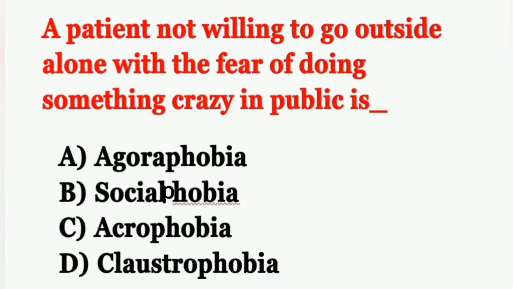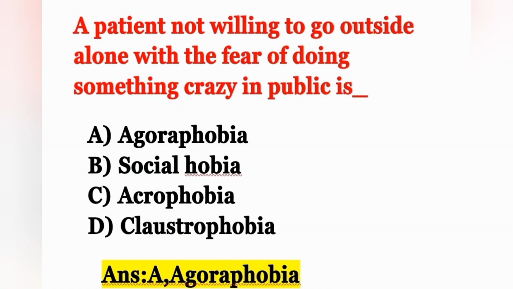A patient not willing to go outside alone with fear of doing something crazy in public is known as option A agoraphobia, option B social phobia, option C acrophobia, option D claustrophobia. And the correct answer is option A agoraphobia. Agoraphobia means fear of places away from familiar situations or from home or some open places. Here the patient is not willing to go alone outside with fear of doing something crazy in public. That is known as agoraphobia. Option A is the correct answer.